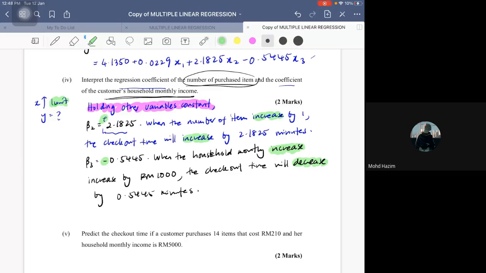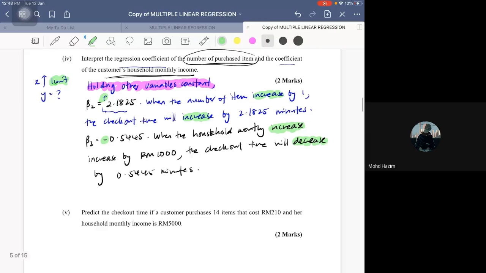So one extra item. So that is what I meant. But for the case of the monthly income, 1 unit, because the unit is given by RM 1000, so 1 unit means 1000. So you have to be very careful when you are interpreting the. Okay, so that is going to be our regression coefficient.